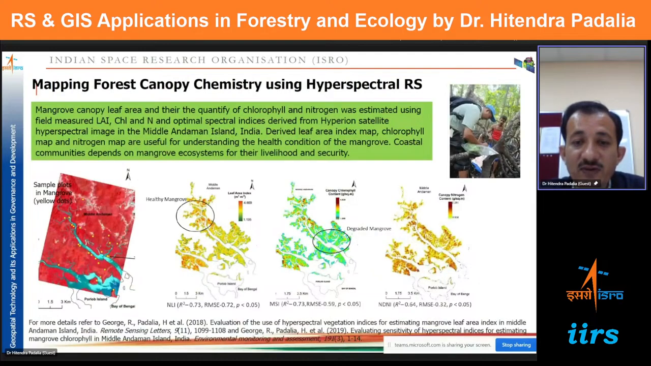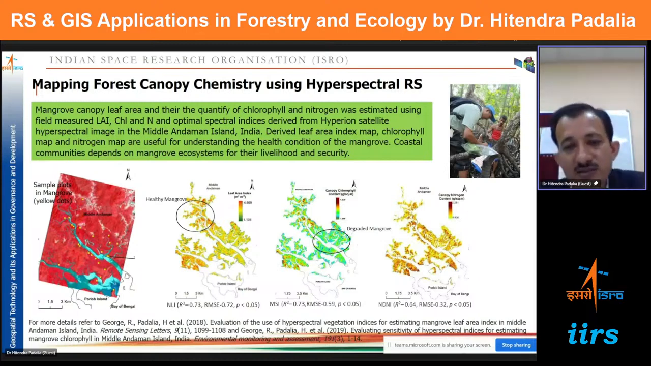The other aspect of forest is forest health assessment, because of the forest traits, like physical traits in terms of LAI, or chemical traits in terms of chlorophyll, nitrogen, etc.